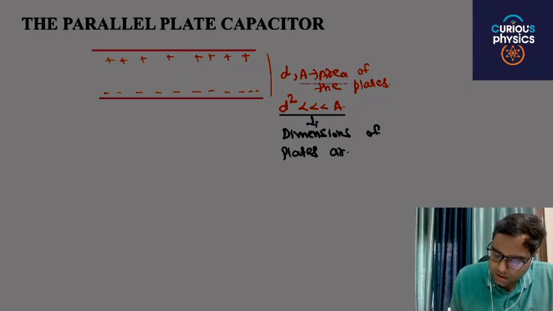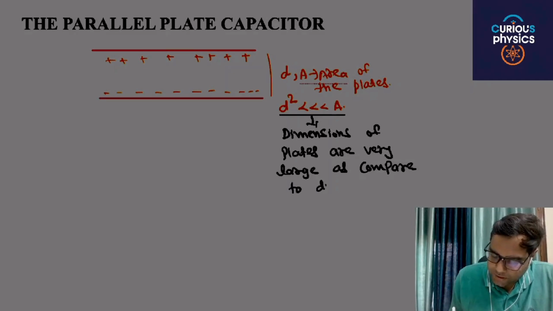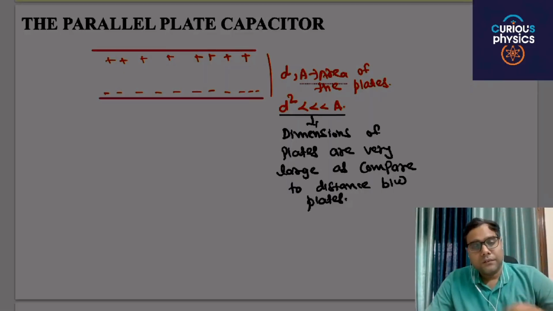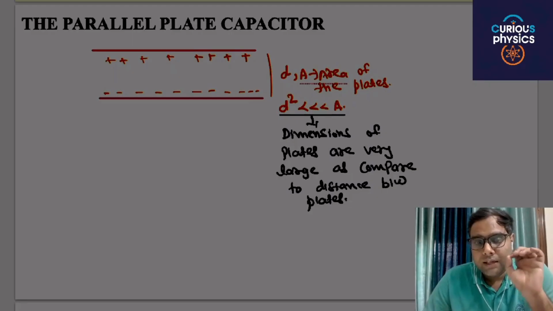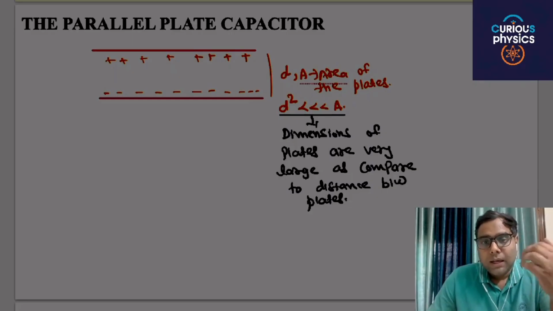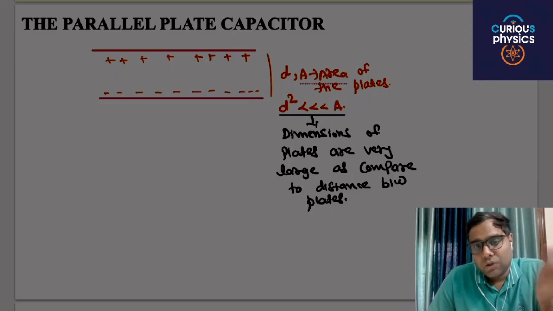are very large as compared to the distance or gap between the plates. And why are we doing this? Because if this assumption is made, then we can use the formula of electric field at a particular point due to an infinite plate, which was sigma by 2 epsilon naught, which we have discussed in the applications of Gauss law.